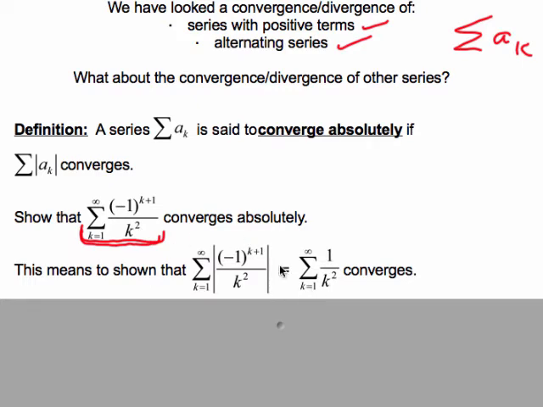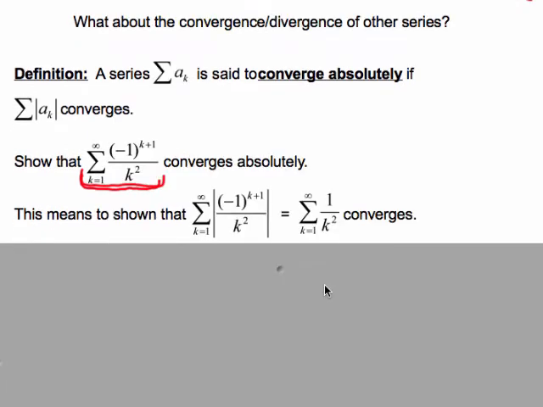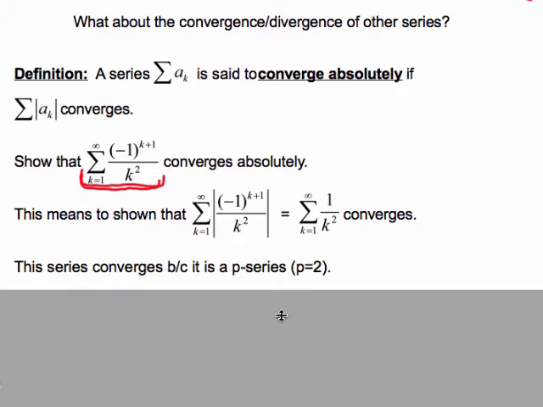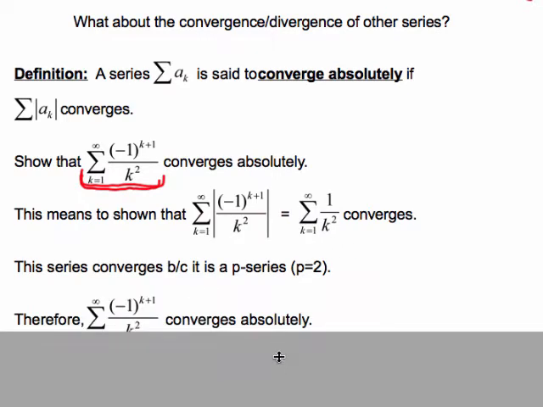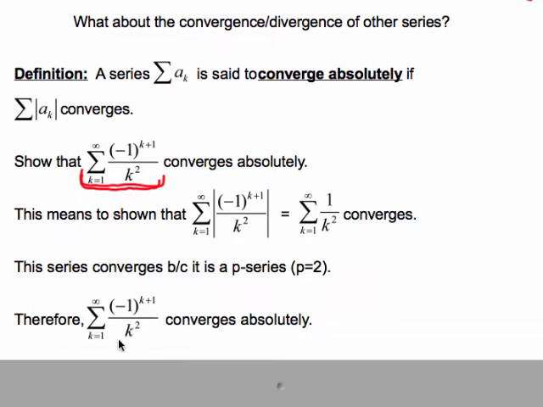And so really this question is asking us, does this series, the series in which all the terms have been made positive, does it converge? And of course the answer to that is yes, because we've talked about this series before. This is a converging p-series with p equal to 2. So since the series of positive terms converges, we therefore say that our original series converges absolutely. Not only did the original series converge, but the absolute value of the terms, that series, converged.